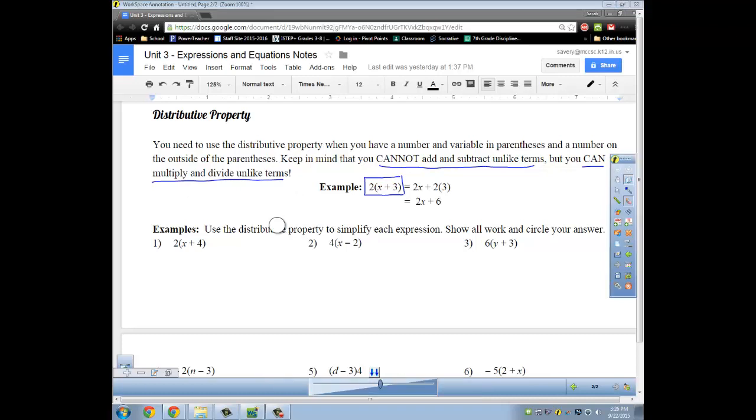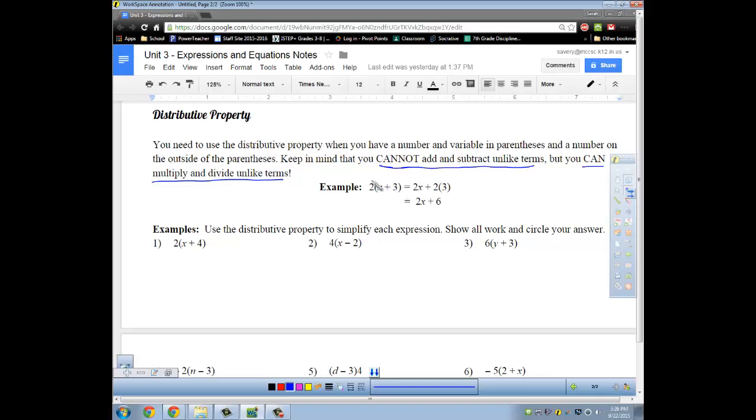So what we are going to do is, like I said, we need to know what it looks like. We have this number right outside of parentheses, a variable on the inside and a constant on the inside. So you'll know when to do the distributive property when you have parentheses with a variable, a constant, and a number right on the outside. I said we're going to be multiplying. We're going to be multiplying this number on the outside by each term on the inside.